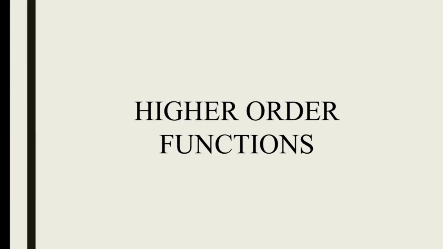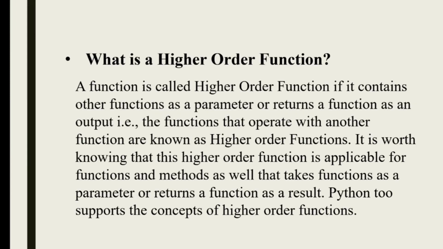Now let's discuss higher order functions. What is a higher order function? A function is called a higher order function if it contains other functions as a parameter or returns a function as an output. That is, the functions that operate with another function are known as higher order functions. It is worth knowing that this is applicable for functions and methods as well that take functions as a parameter or return a function as a result. Python supports the concept of higher order functions.